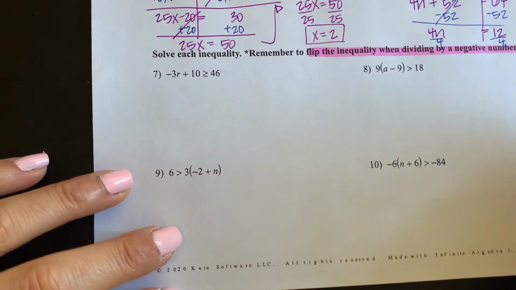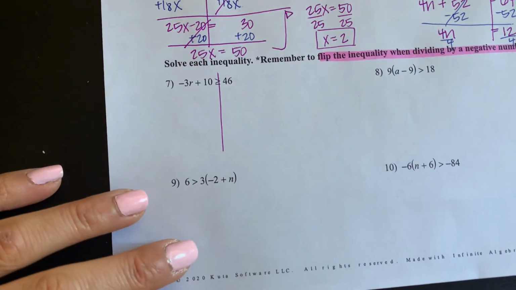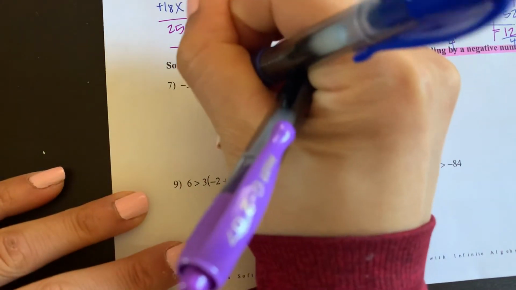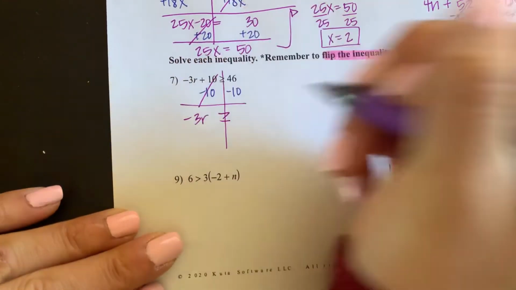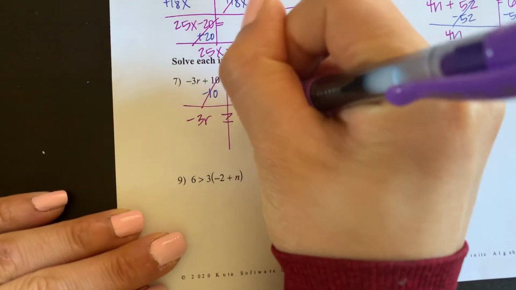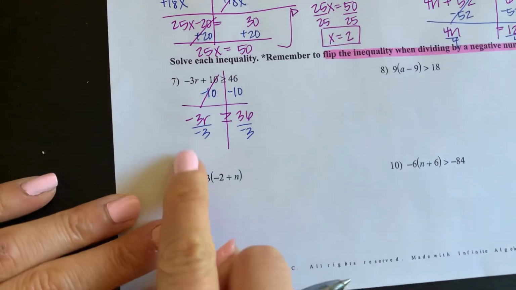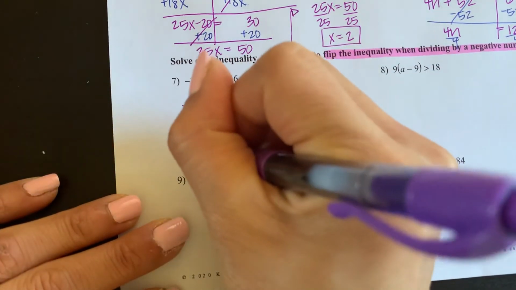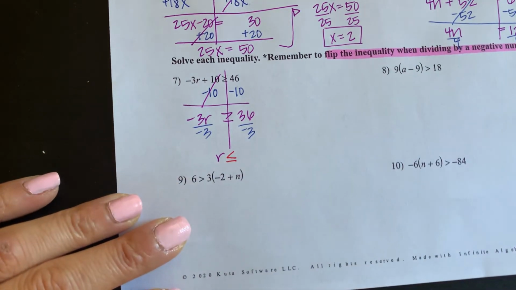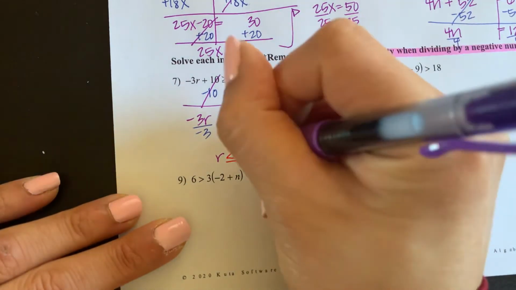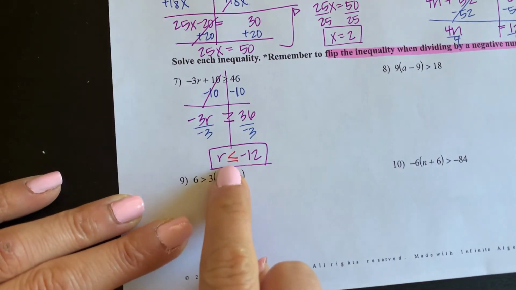We'll start off with number 7. So like normal, draw a line down the middle. We're going to subtract 10 on both sides. I have negative 3r is greater than or equal to 36. Divided by negative 3. Remember, we're dividing by a negative. So then instead of greater than or equal to, it flips to less than or equal to. 36 divided by negative 3 is negative 12. So don't forget, with inequalities, don't forget to carry down that inequality symbol.